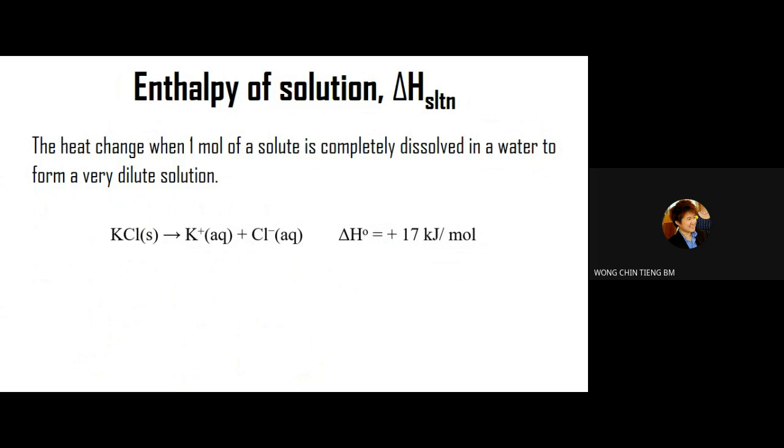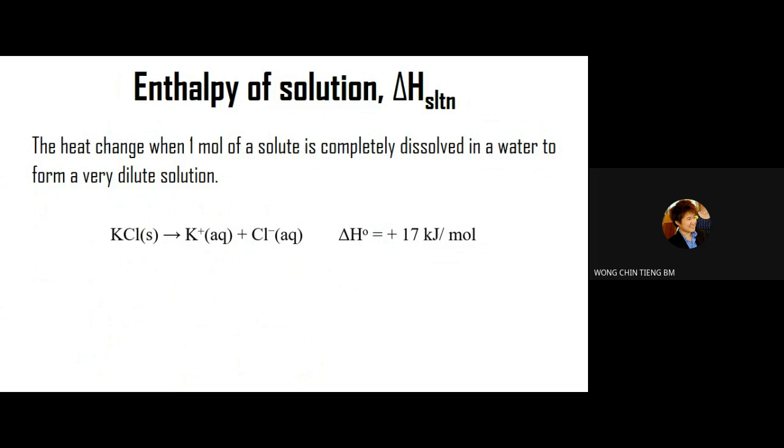Positive or negative? Must be positive. Why can it be both? Heat change. We want to dissolve something. Some things dissolve easily. You just leave them and they will dissolve. But some things you stir for ten years and they don't dissolve. So that is what I mean by positive and negative. When it's easy to dissolve, it's negative. It's easy to happen, right? Product target. So, negative.